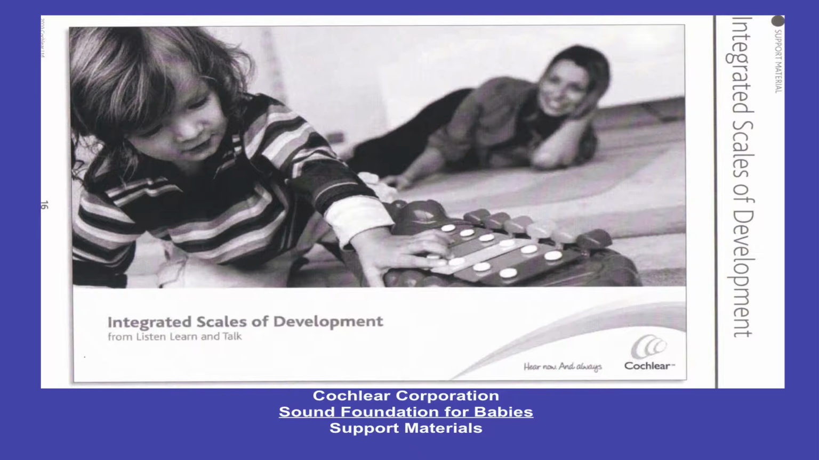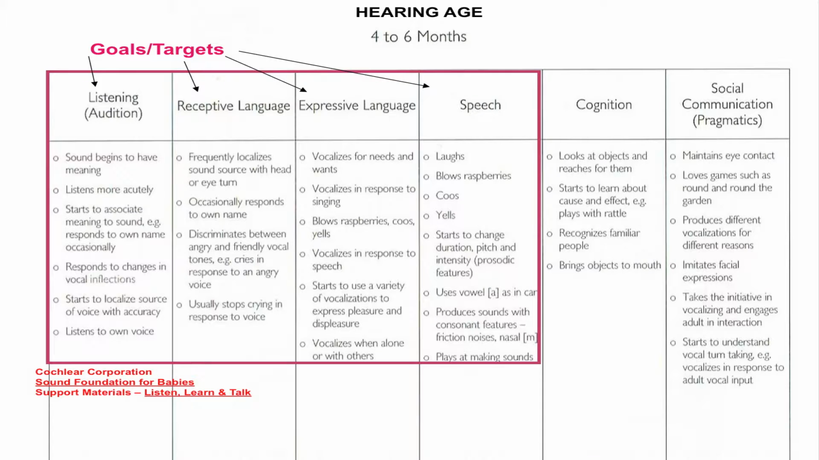Here is a wonderful resource for typical developmental sequences. These are the integrated scales of development from the Listen, Learn, and Talk program on Cochlear Corporation's website. These may be downloaded and printed. Areas are listed in 3-month increments. They cover 6 developmental areas and go up to 48 months of age.